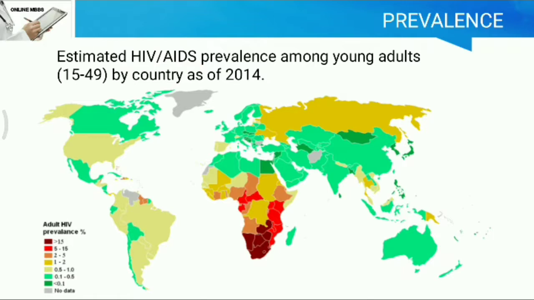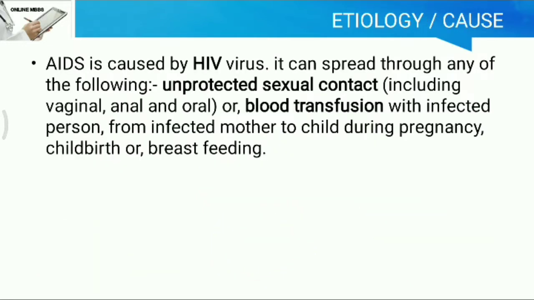Okay, you can see here the prevalence. This is the estimated HIV/AIDS prevalence among young adults, that is the 15 to 49 age group, by country as of 2014. This is the statistic of 2014. And you can see here in this picture, AIDS is more common in this southern Africa part.